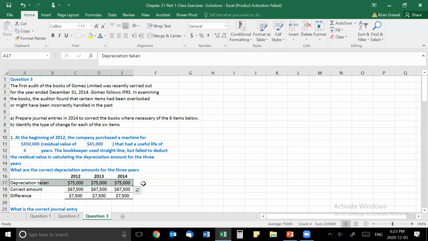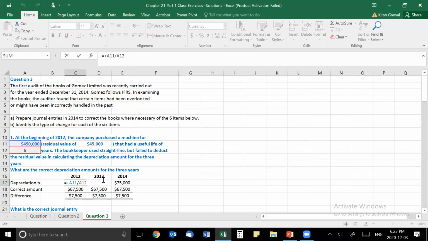Okay, so let's think about what did they do? So how much depreciation was actually taken versus what should have been done. So what they did was they just took 450,000 divided by 6 years, and they had depreciation expense of 75,000 each year. What they should have done is they should have taken the 450,000 minus the 45,000 residual value and then divided it by 6. So if they did that, the correct amount would have been 67,500. So 75,000 is what they depreciated, 67,500 is what they should have depreciated, which means this is an error. They failed to deduct residual value.